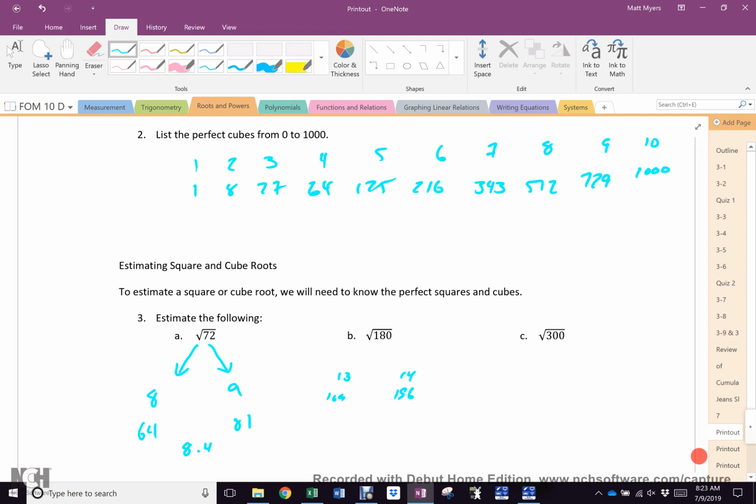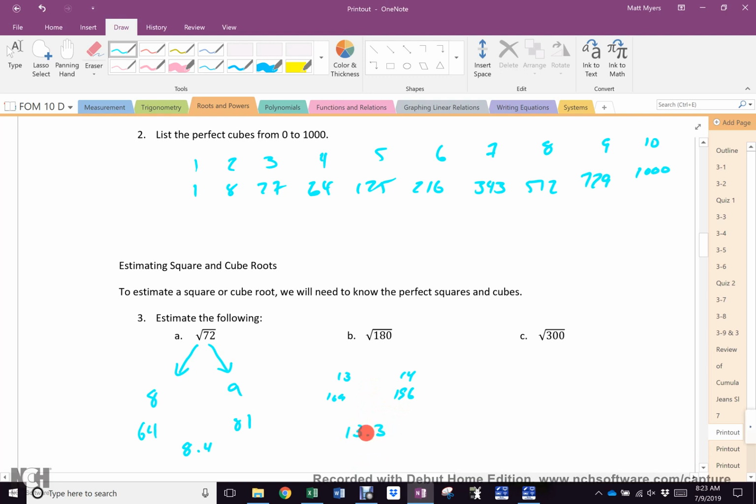It is closer to 169. Way closer or just a little closer? Yeah, it's way closer. I'd say it's about 13 1/3. Everybody cool?